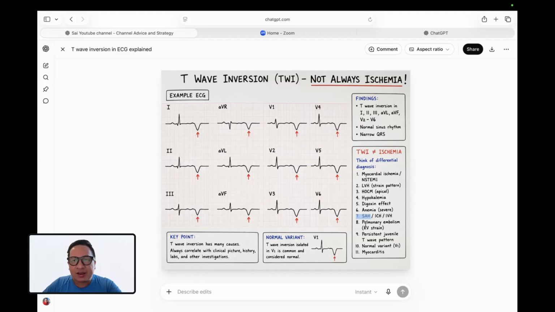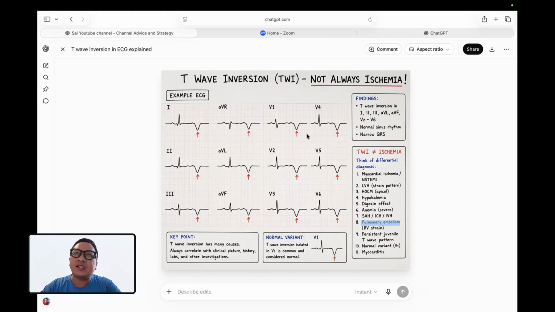And the next, for T inversions on EKG, we need to think about pulmonary embolism. Pulmonary embolism is a problem where a blood clot from our leg, like a deep vein thrombosis, travels along the inferior vena cava and the superior vena cava, and then gets clogged in the pulmonary artery. So, pulmonary embolism.